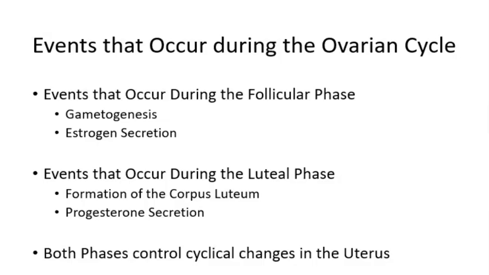So again, the events that are going to happen during the follicular phase will be gametogenesis, but that follicle is going to make a hormone called estrogen, or many hormones that we refer to collectively as estrogens. They vary slightly in chemical composition, but you can just think of it as estrogen secretion.